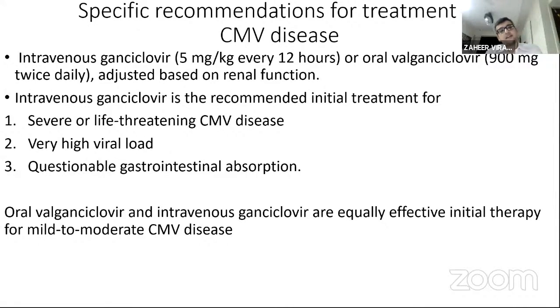Intravenous ganciclovir should be preferred if there's severe or life-threatening CMV disease like CMV meningitis or CMV pneumonia, if there's a very high viral load, or if there's questionable gastrointestinal absorption. So if you have CMV colitis and the patient has persistent diarrhea, in those cases intravenous ganciclovir would be the treatment of choice. The intravenous ganciclovir can be replaced with oral valganciclovir once the patient is stable, even if you have started with intravenous ganciclovir. And oral valganciclovir should suffice in mild to moderate cases where absorption is not an issue.